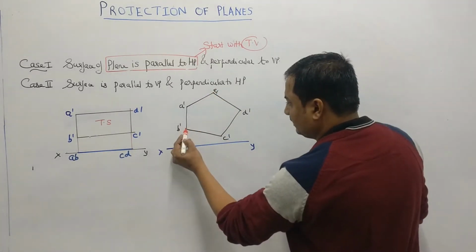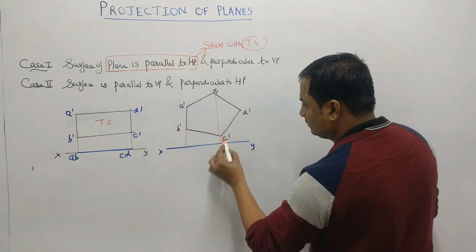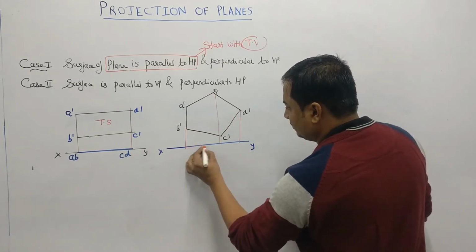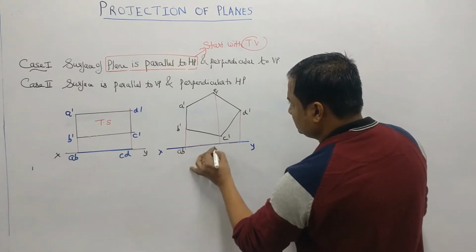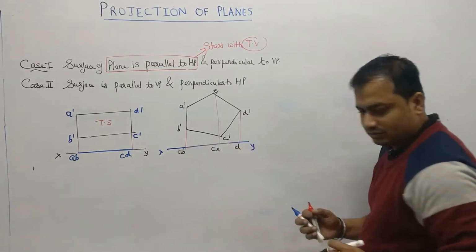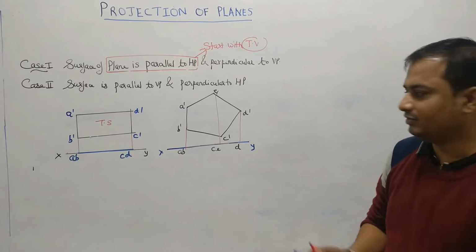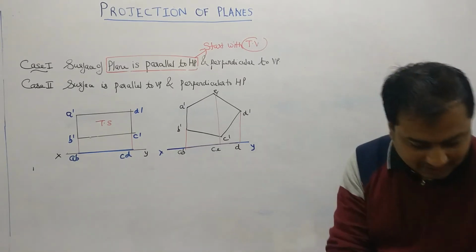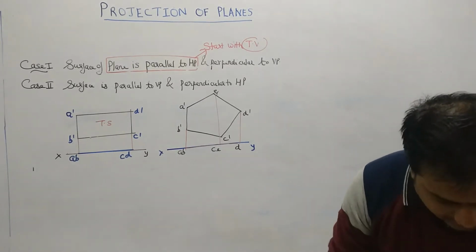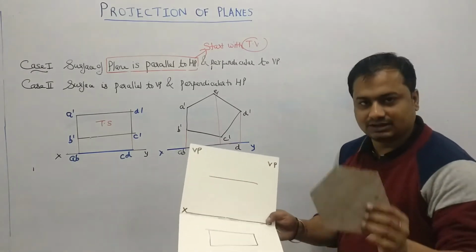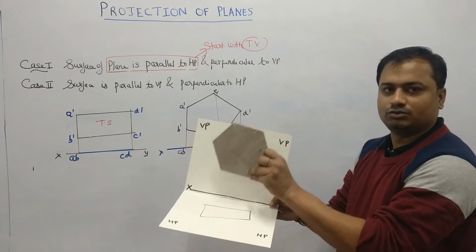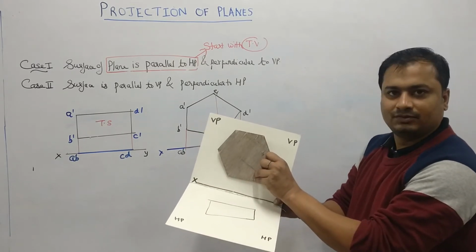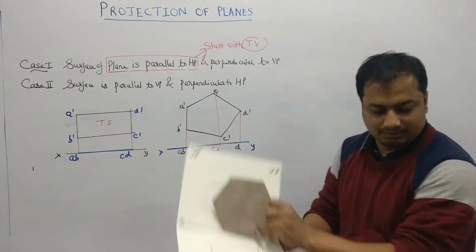So again I will be plotting projectors. The top view will be here only on the XY. So this will be my AB, this will be my CE, and this will be my D. So the front view will be a pentagon and the top view will be a line. Again for the same case, suppose the plane is now a hexagon. The hexagon is parallel to the VP and perpendicular to the HP. So the front view will be the true shape of the hexagon and the top view will be a line.